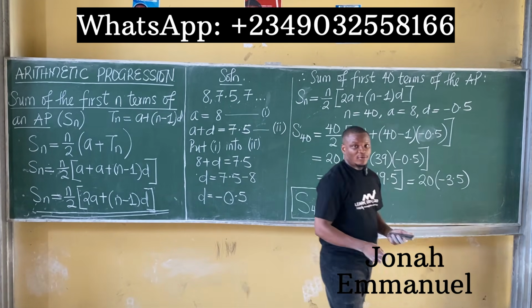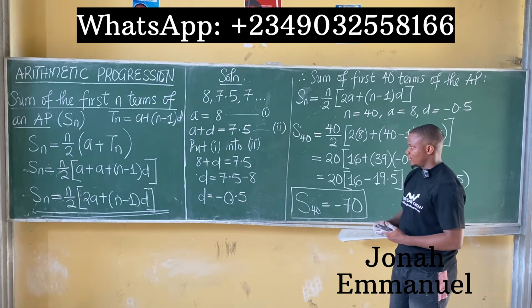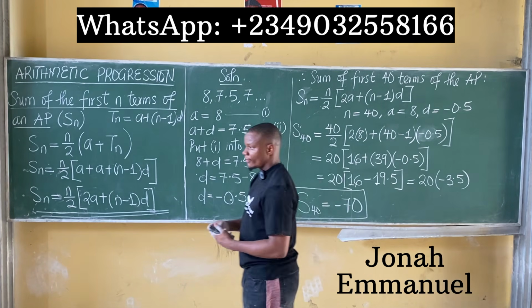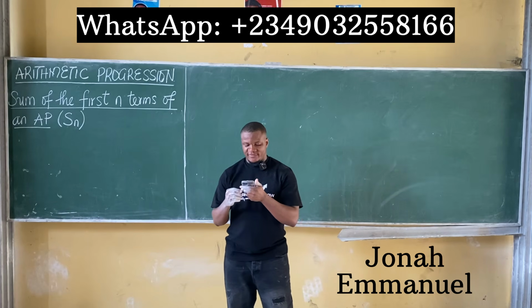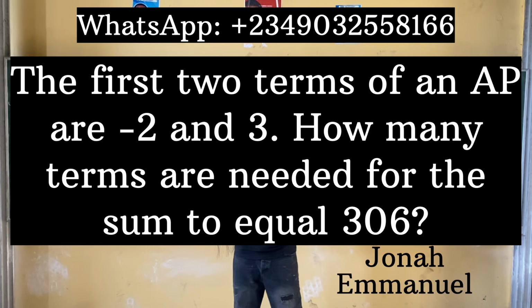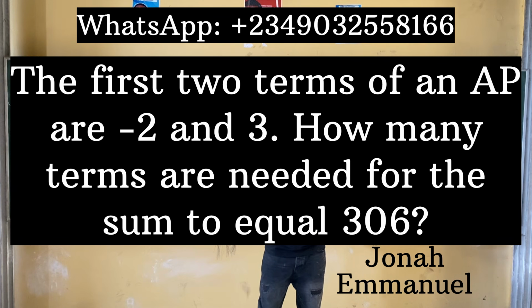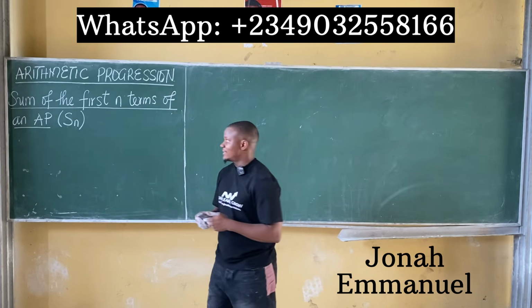Now let's take one more question on this. Let's look at this question on the sum of an AP. The question says, the first two terms of an AP are minus 2 and 3. How many terms are needed for the sum to be equal to 306? So that's your question.